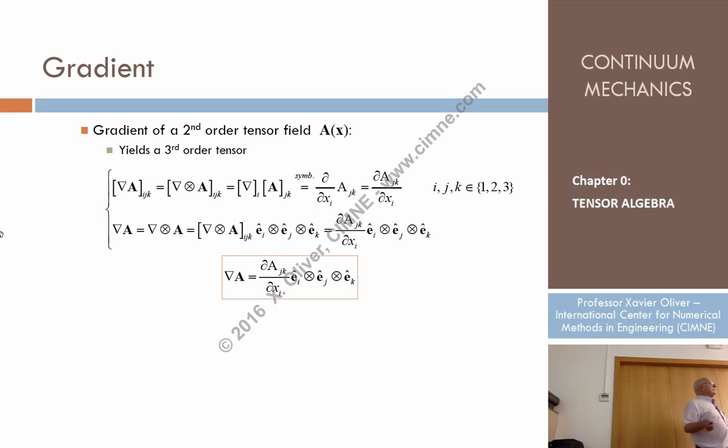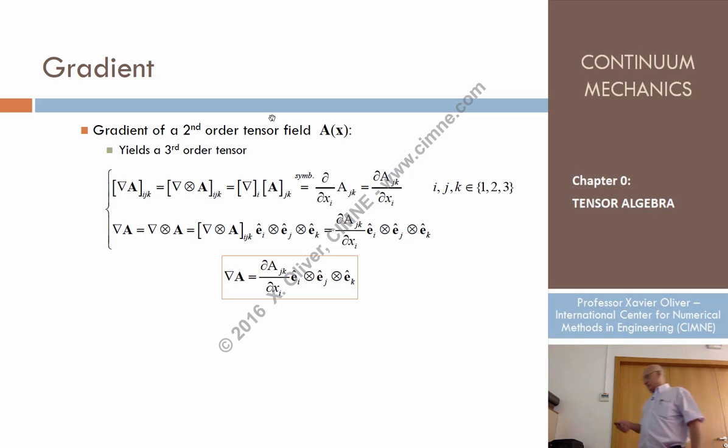So I can conclude that to obtain the gradient of a second order tensor is first a third order tensor. Second, what is its component ijk? It is the derivative with respect to xi of the component jk of the original tensor. And this is represented here in terms of components. Of course, this holds for every i, every j, every k. And this is the initial notation, and this is the compact notation.